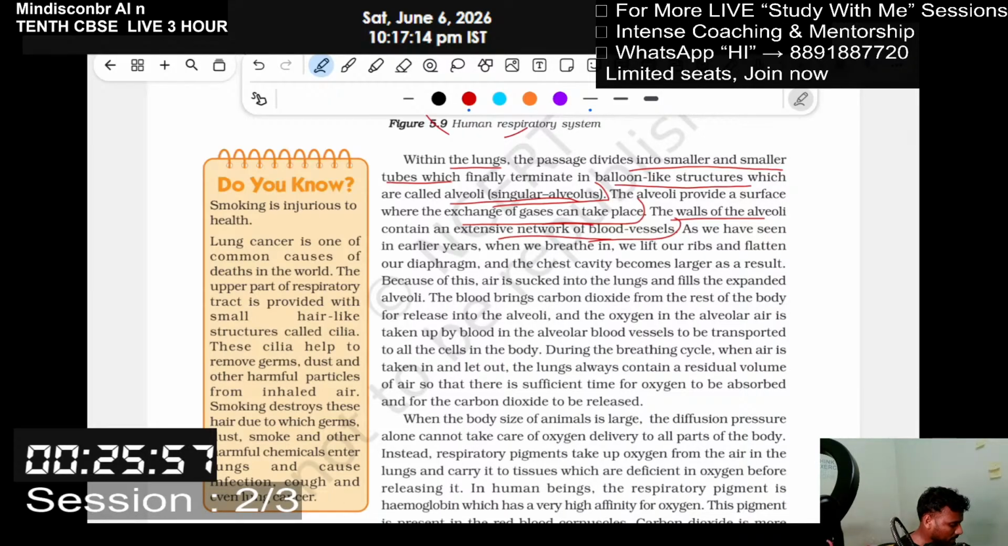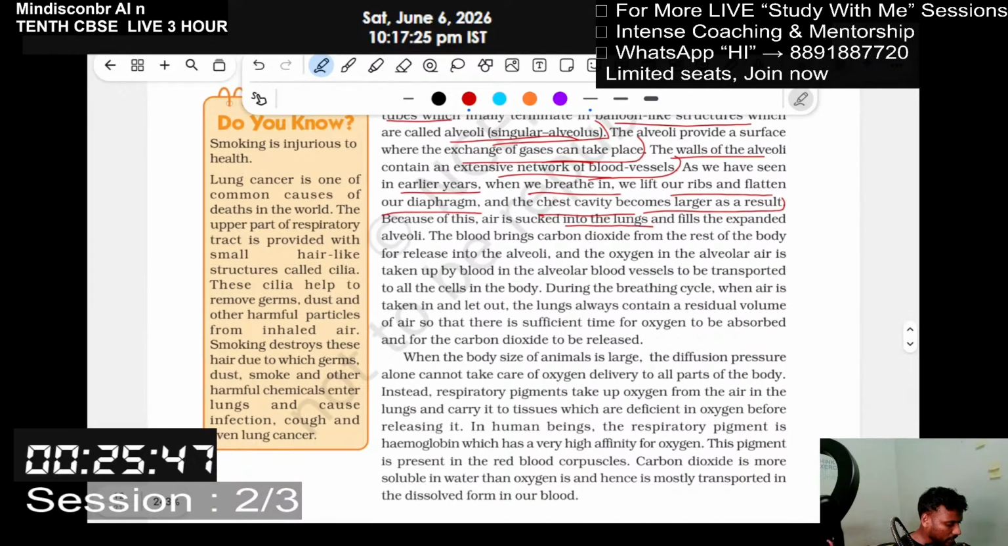As we have seen in earlier years, when we breathe in, we lift our ribs and flatten our diaphragm, and the chest cavity becomes larger as a result. Because of this, air is sucked into the lungs and fills the expanded alveoli. The blood brings carbon dioxide from the rest of the body for release into alveoli, and the oxygen in the alveolar air is taken up by blood in the alveolar blood vessel to be transported to the cells of the body.